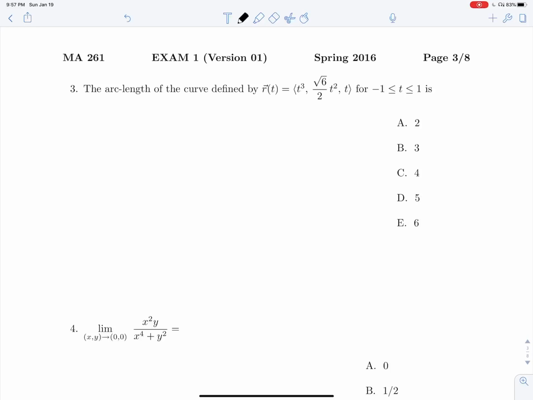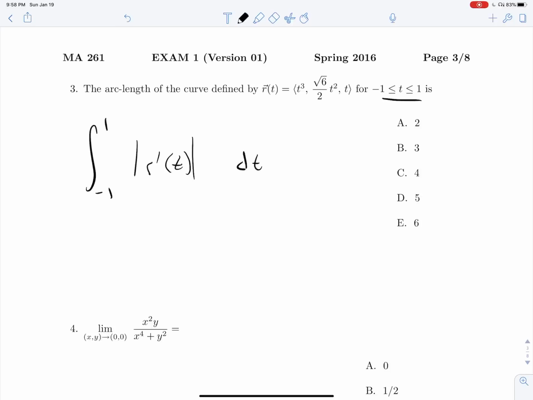Okay, an arc length question. We know that the formula for this is just going to be the integral from -1 to 1, so we're integrating over our bounds on t, dt, and inside this integral we're going to have the magnitude of r prime of t. In the last video I made the mistake of saying the magnitude, but then I wrote a square root. It is not the square root of r of t, it's the square root of the square of all the components of r of t added together. You know how we compute the magnitude.